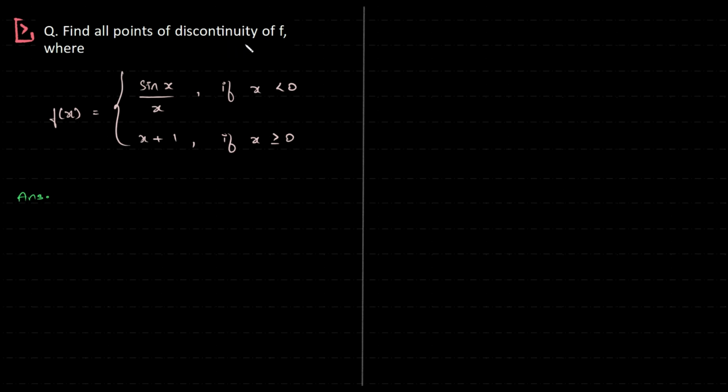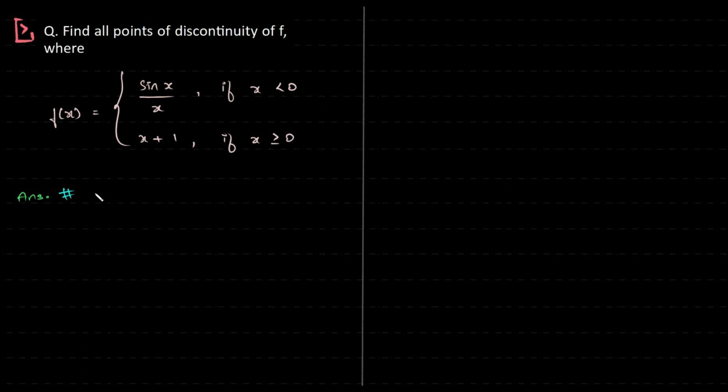Find all points of discontinuity of f, where f of x is given by sin x by x for x less than 0, and x plus 1 if x is greater than or equal to 0. So sin as a function is continuous and x is also continuous. So the combination of that will also be continuous. Right? We can write it as a statement form.